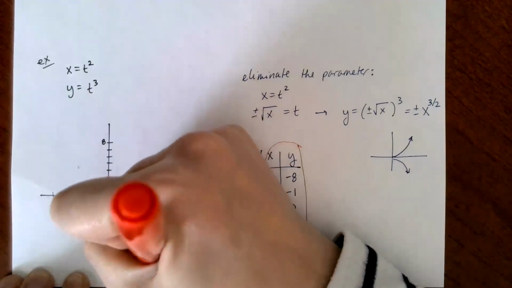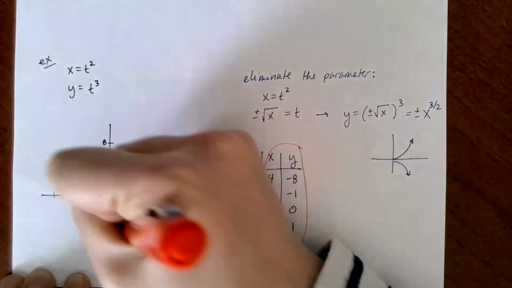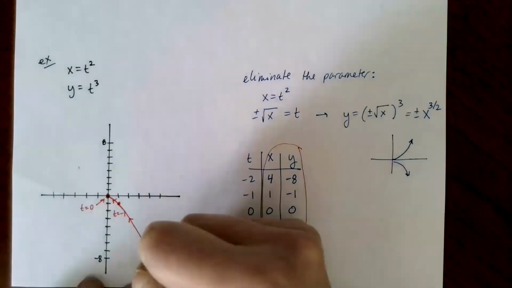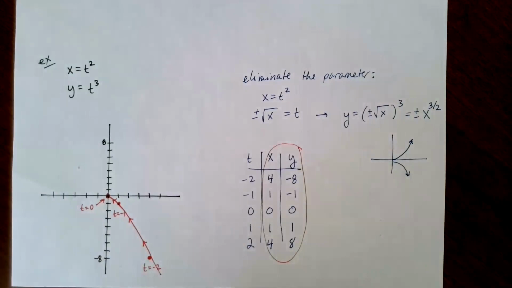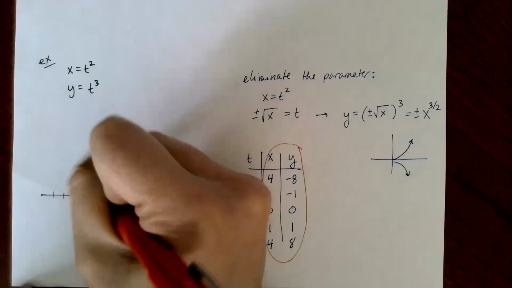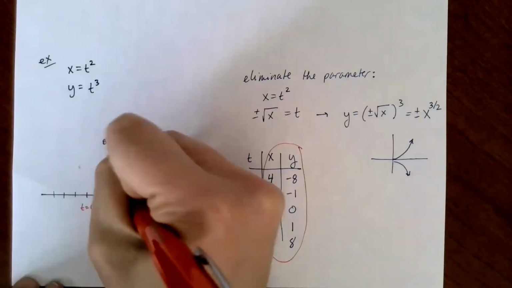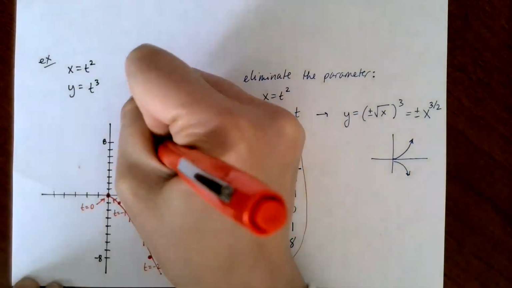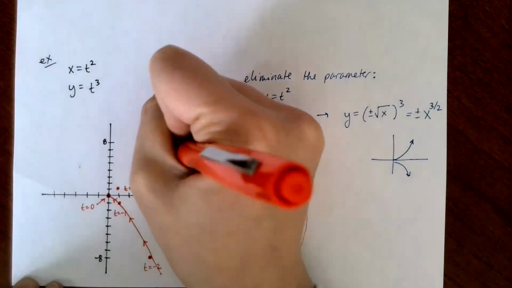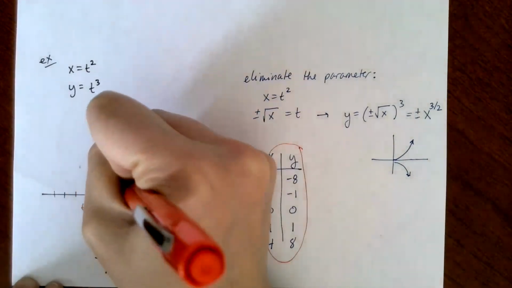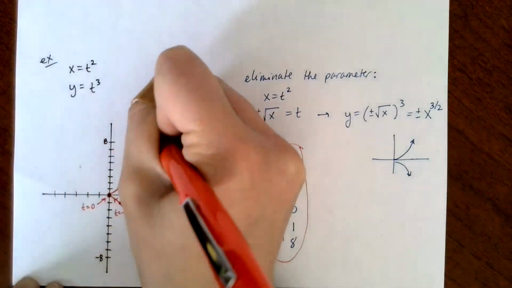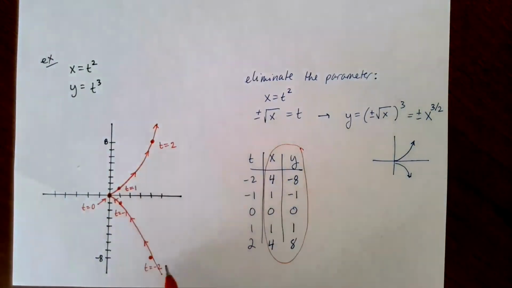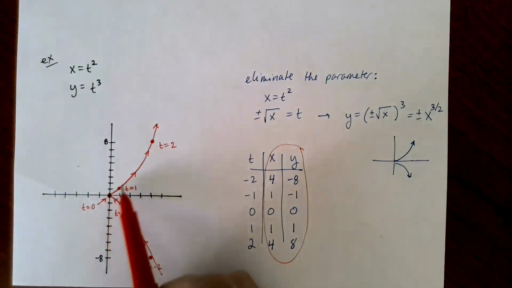So I'll draw it. And I'm going to show you arrows in the order that I was actually filling these in. Okay. And now we have 1, 1. And 4, 8. That's the t equals 2 point. So again, I'm going to trace it out in both directions and put in a few arrows just to show. So we're tracing out here to here.